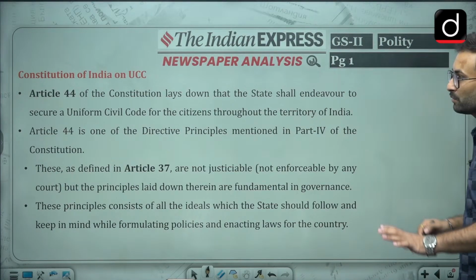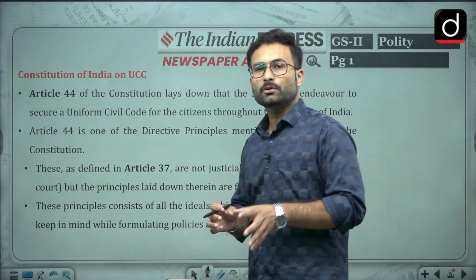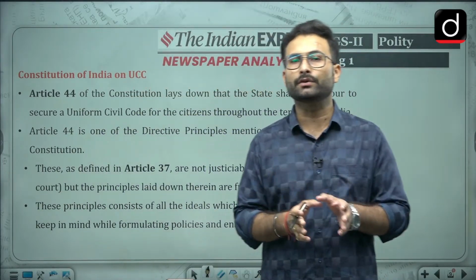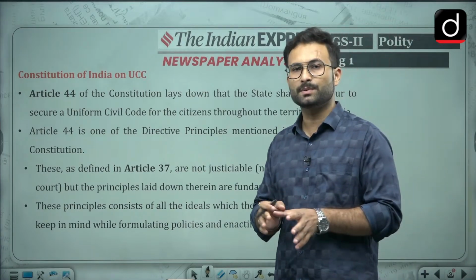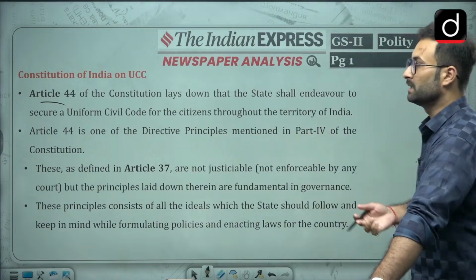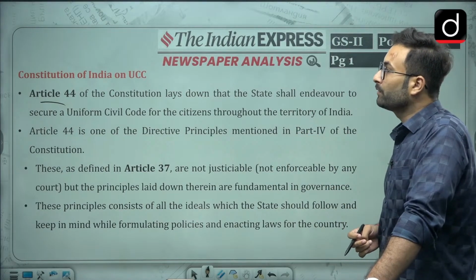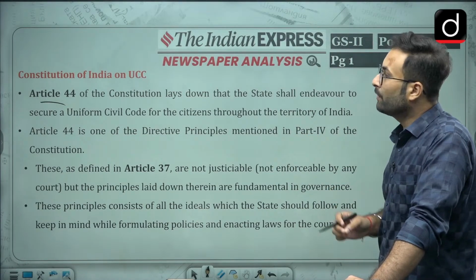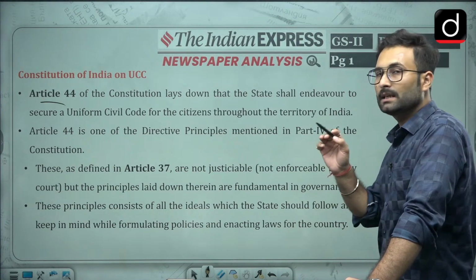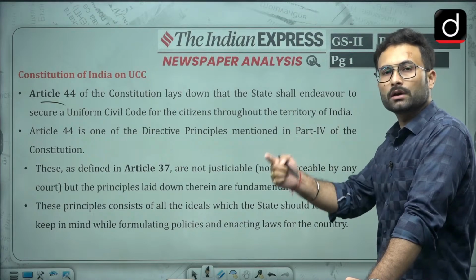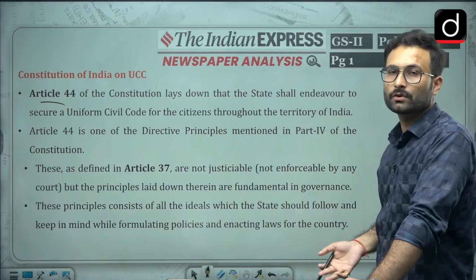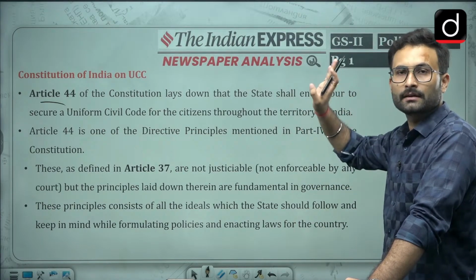Now coming to the constitutional provisions, let us see whether the Constitution talks about the Uniform Civil Code or not. Here you can see Article 44 in the DPSP, Directive Principles of State Policy. In that there is this Article 44 which talks about the UCC. Article 44 of the Constitution lays down that the state shall endeavour to secure a uniform civil code for the citizens throughout the territory of India. So basically that says that the state in the long term has to go for the uniform civil code. That was told by the drafters of the Constitution when it was drafted back in 1949-50.